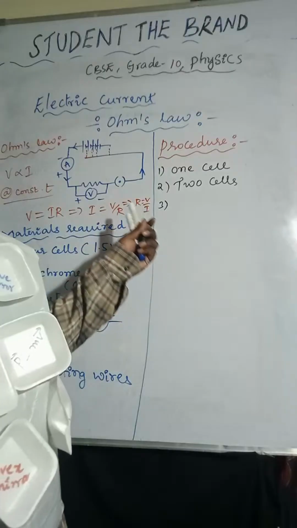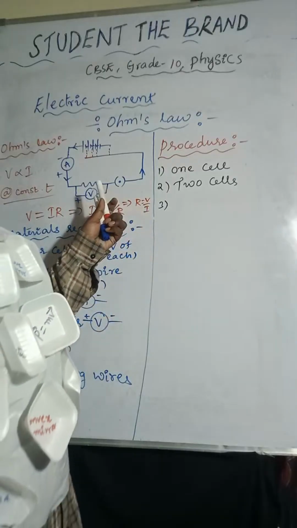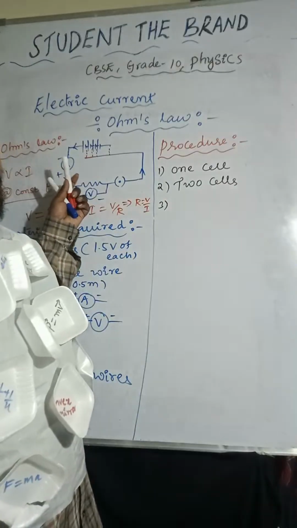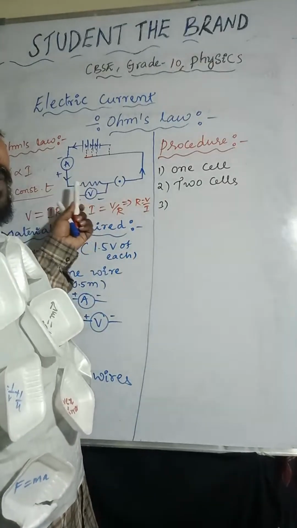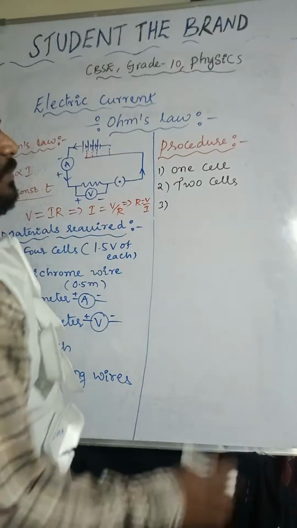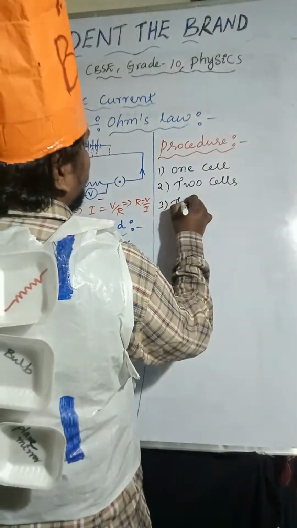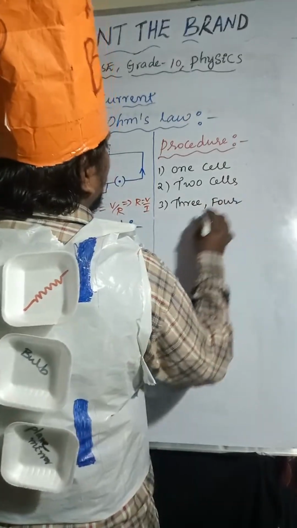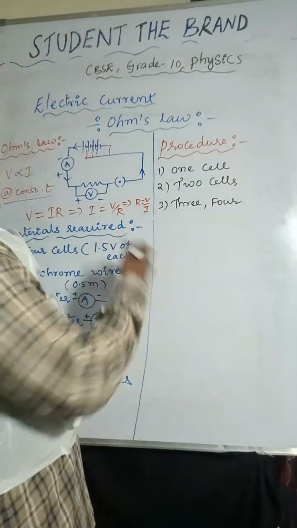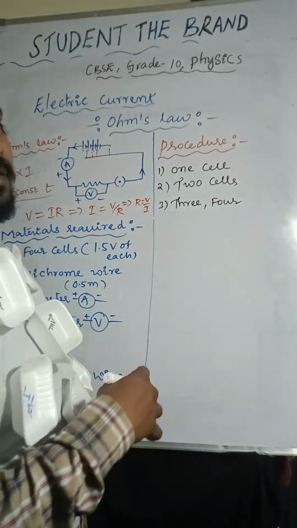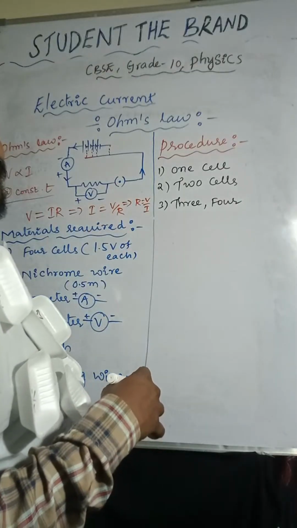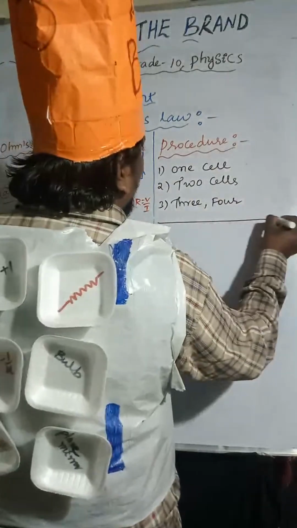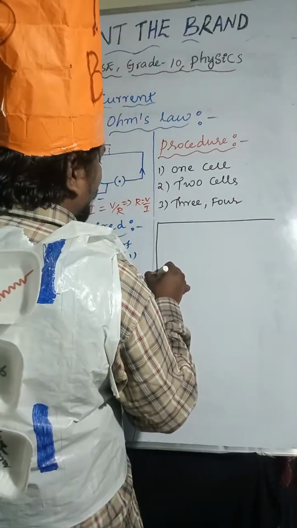First you connect one cell and note down the reading of the ammeter and voltmeter. Connect two cells and again note down the readings. Repeat the process for 3 and 4, and measure the values of the ammeter and voltmeter. Now mention the values in the tabular form given below.